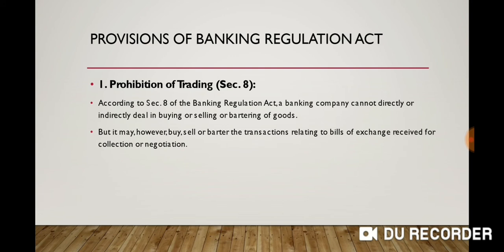So, coming to the provisions of the Banking Regulation Act, the first one is prohibition of trading. According to Section 8 of the Banking Regulation Act, a banking company cannot directly or indirectly deal in buying or selling or bartering of goods, but it may, however, buy, sell, or barter the transactions relating to bills of exchange, receipt for collection, or negotiation.